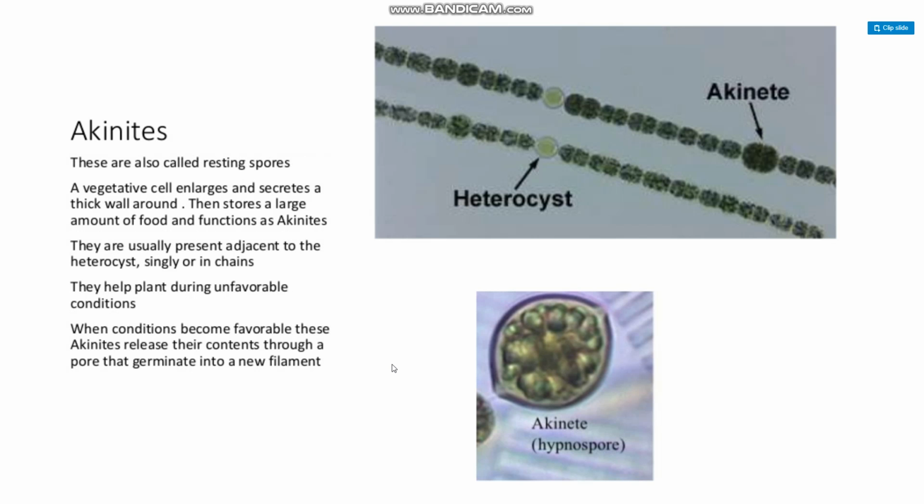Third is akinetes. These are also called resting spores. A vegetative cell enlarges, secretes a thick wall around it, and then stores a large amount of food and functions as an akinete. They are usually present adjacent to the heterocyst, singly or in chains, and they help the plant during unfavorable conditions.